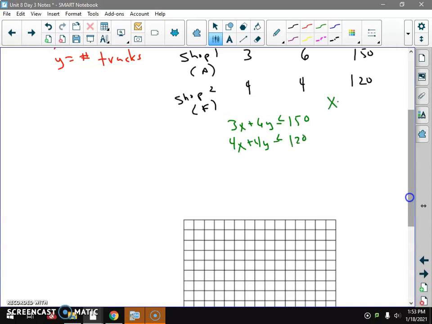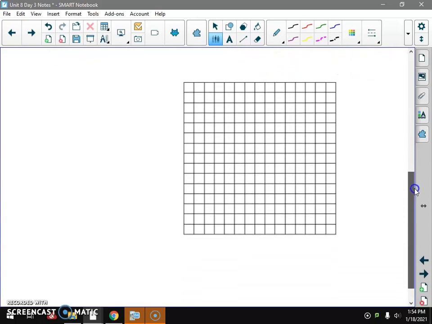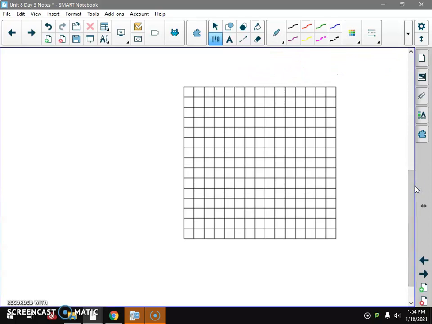Let's use our x-intercept, y-intercept method. 150 divided by 3 is 50. 150 divided by 6 is 25. 120 divided by 4 is 30, and 30. So we have our intercepts. I think we can label our axes now.